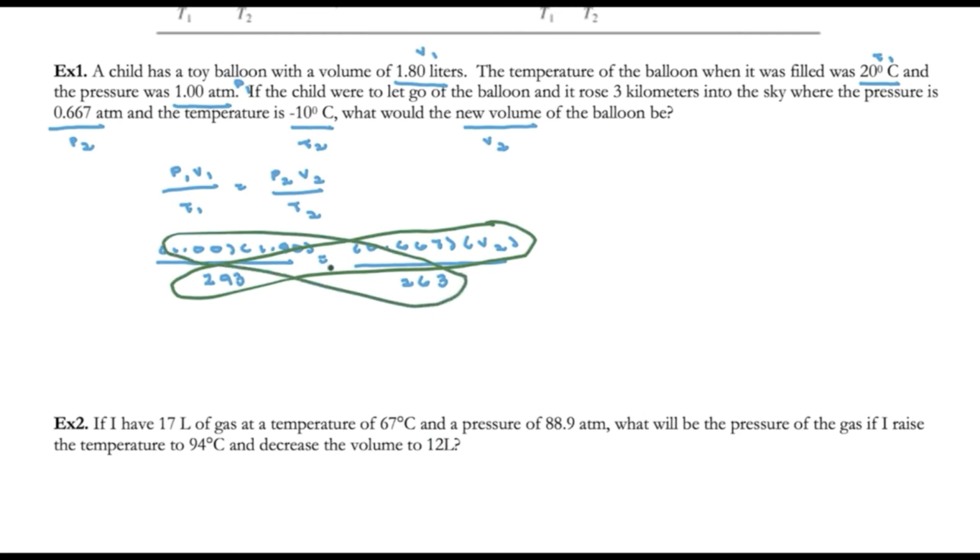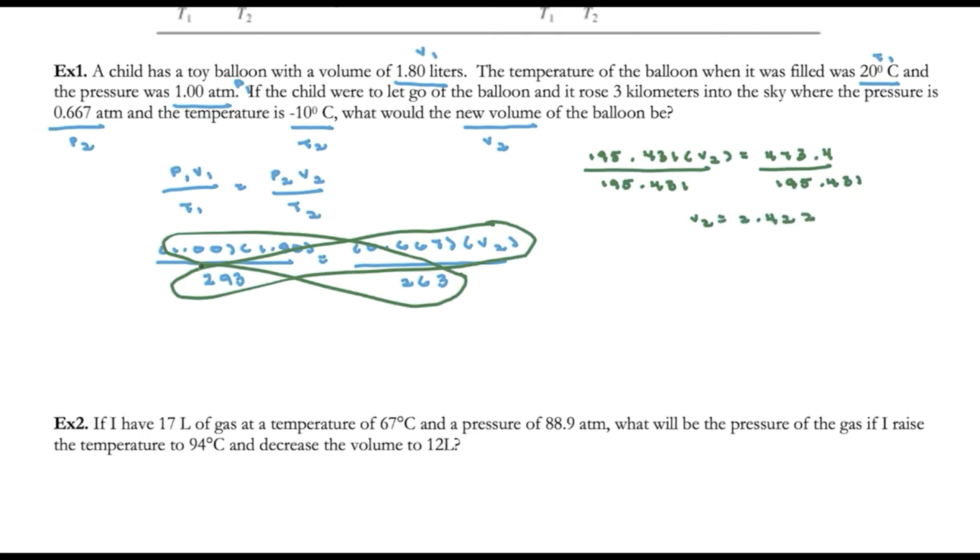All right, so what that gives me, I'm going to take 293 and multiply that by 0.667 times V2, so I get 195.431 times V2, and that equals, so I'm going to take 1 times 1.8 times 263, and I get 473.4. Now I'm going to divide both sides by 195.431. And my volume that I get, unrounded, is 2.422.